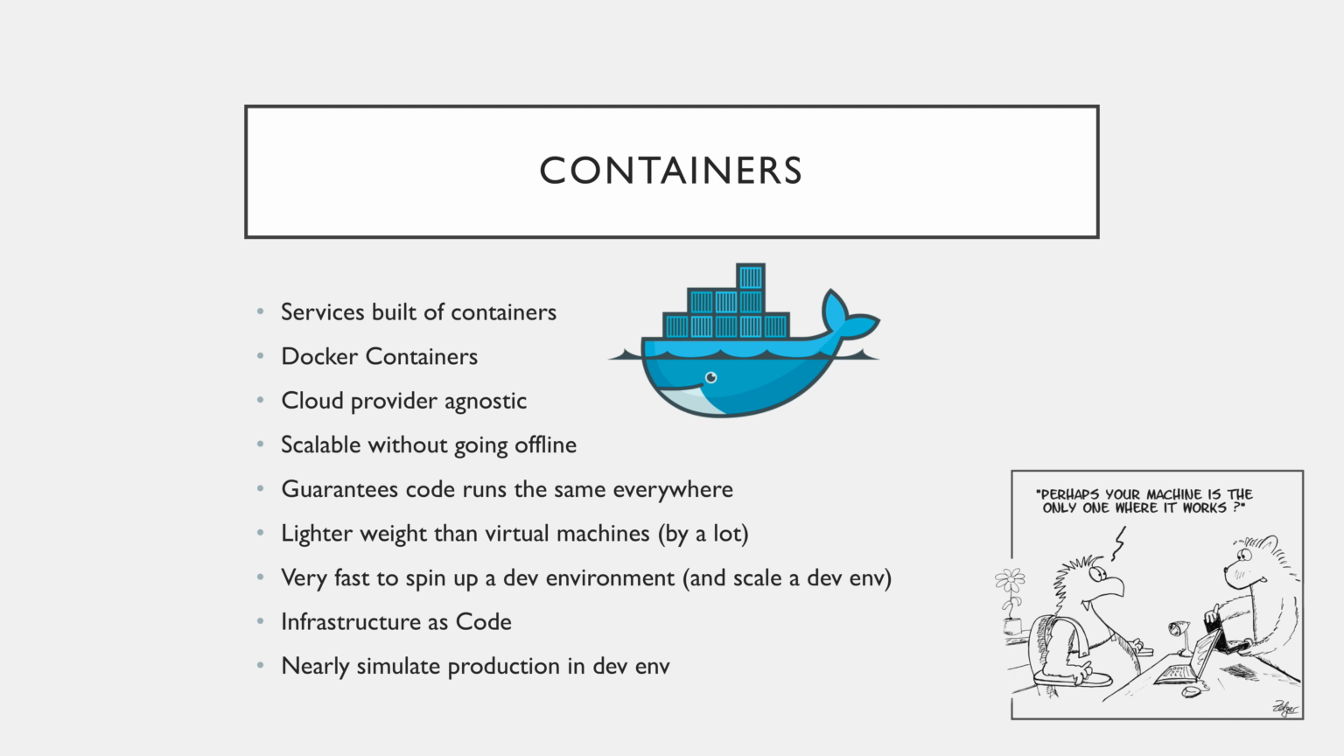Number one is that it allows us to be cloud provider agnostic. Because containers can move back and forth relatively easily from one physical piece of hardware to the next, it really lends itself to being cloud provider agnostic. It also allows us to be scalable without going offline. The main reason for this is that when you're building services in containers, you need to assume that that container is not going to live forever. You need to assume that the container can die at any time, and that another container is going to pick up the load or the responsibility that that container had.